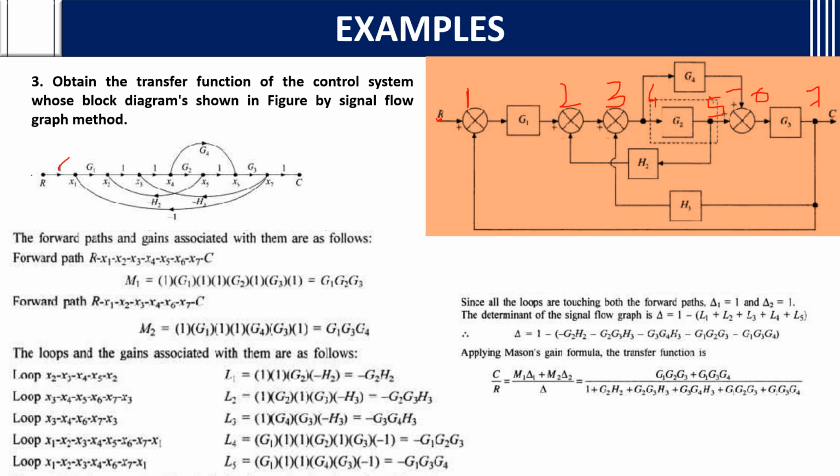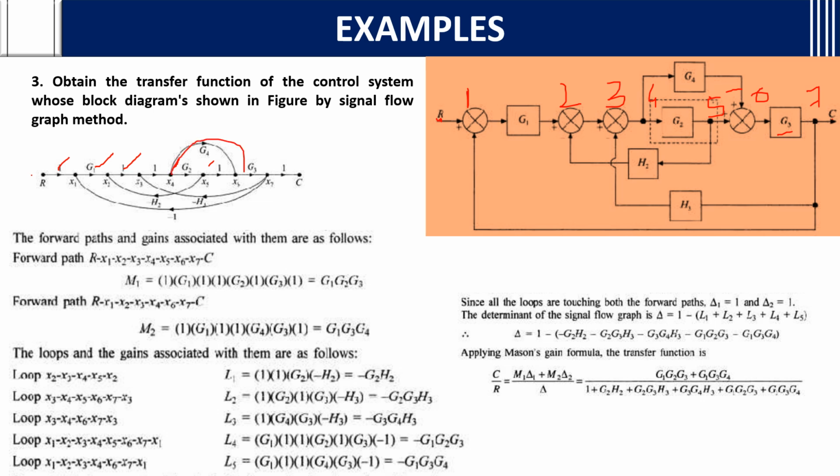Then from x1 to x2, G1 is the gain. x2 to x3 again 1. x3 to x4 again 1. x4 to x5 there is G2; you will mention G2. x5 to x6 is 1. x6 to x7 is G3 again. Now we will see the other things. G4 is mentioned between x4 and x6.